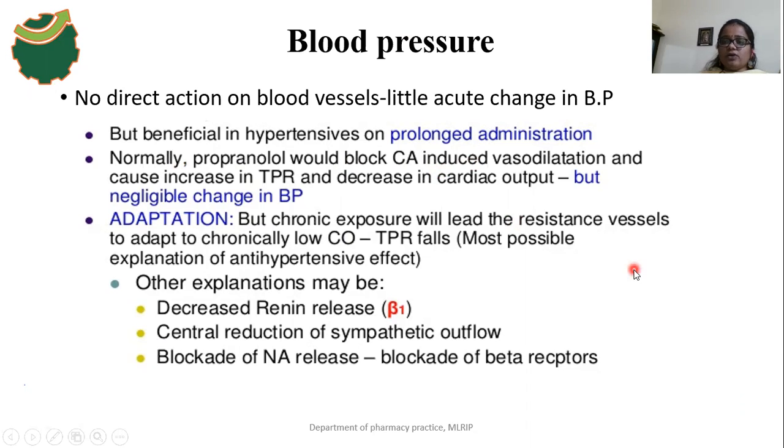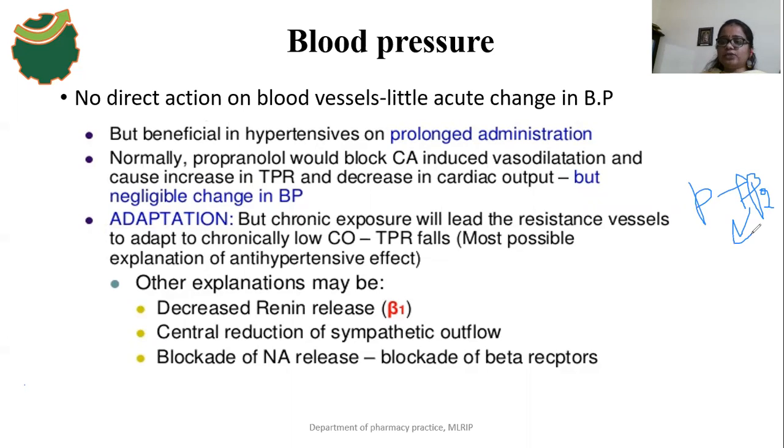So actually, I will draw one thing. Wait. Okay, so when propranolol binds with what receptors? Beta 2. Okay, beta 2 receptors. So first, what is the mechanism of action of a beta 2 receptor agonist drug?